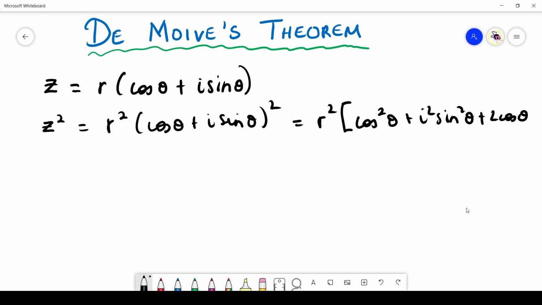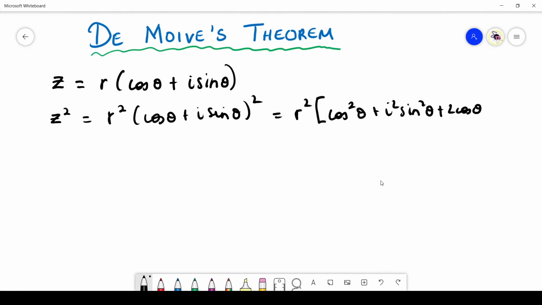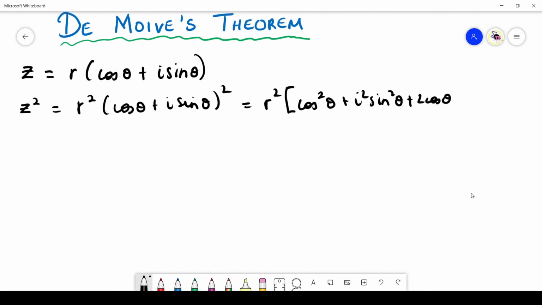Let me just shift this to the side here because we're going to be doing a bit of writing. 2 cos theta sine theta. Alright, guys, and you can immediately see here we have those double angle formulas coming into play. So you need to know your trig identities. And you're going to get r squared, open brackets, cos squared theta. Remember, this i squared represents -1. So you're going to get minus sine squared theta.